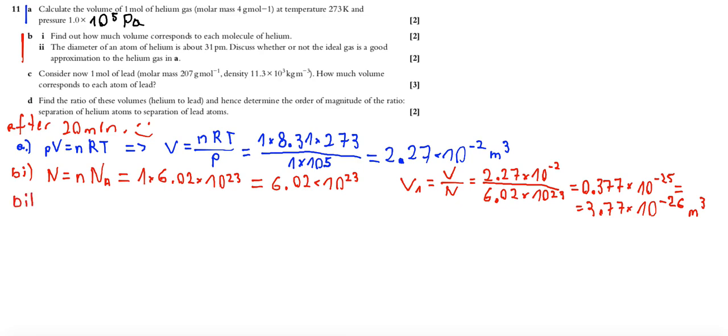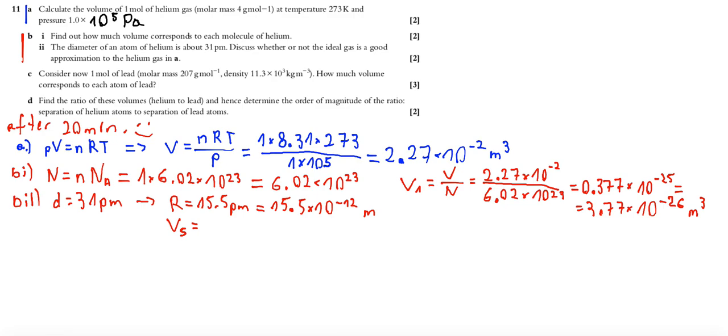So now B2, still red color. The diameter of an atom of helium is about 31 picometers. Discuss whether or not the ideal gas is a good approximation to the helium gas in A. So let's calculate approximately the volume of one helium atom by using this diameter. If the diameter is equal to 31 picometers, then the radius, which is needed to calculate volume, is half of this, so 15.5 picometers. Pico means 10 to the power of minus 12, so 15.5 times 10 to the power of minus 12 meters. So now let's calculate the volume of the sphere of radius 15.5 times 10 to the power of minus 12 meters.